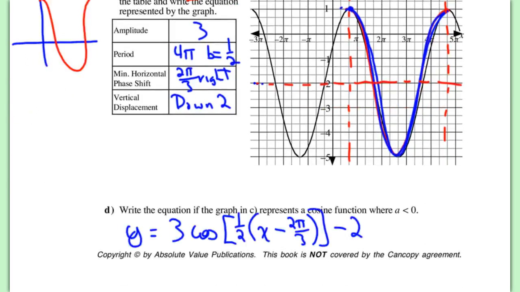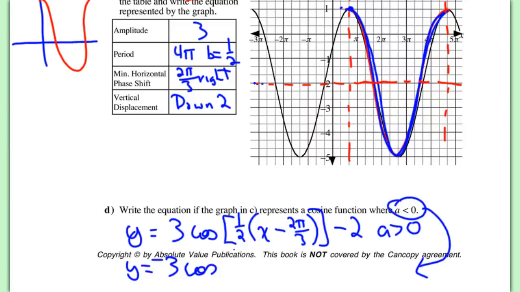And I wrote the equation for if a was greater than 0, but these tricky guys wanted it for a less than 0, so I'll just give you that one as well, and you can check it out. So that would be minus 3 cosine. You'd still have a half here, but that would change your phase shift again, and the phase shift would end up being plus 4 pi over 3, but you'd still have the minus 2. So this one would be for a less than 0.